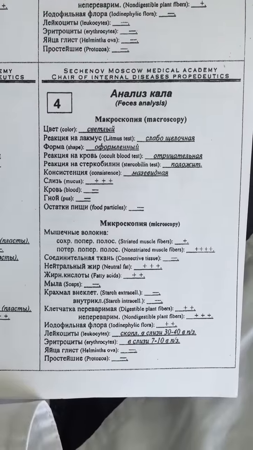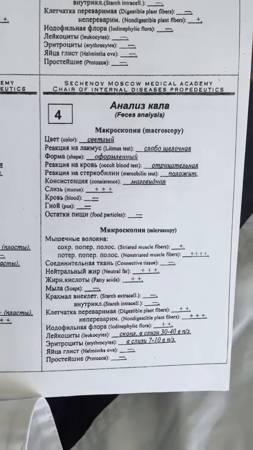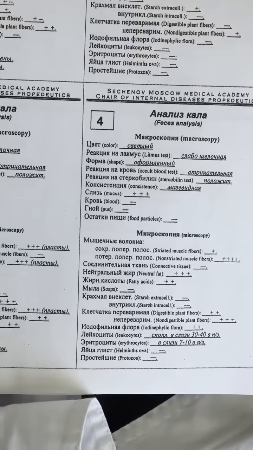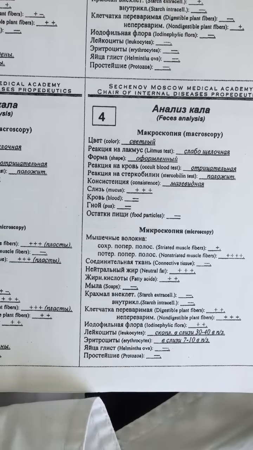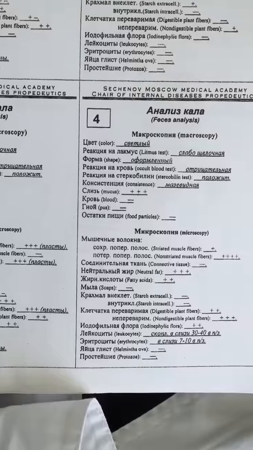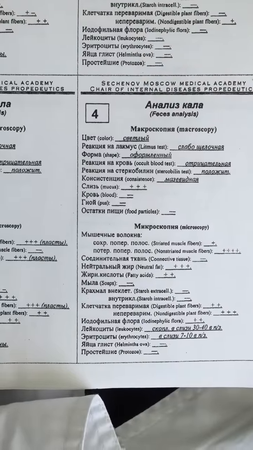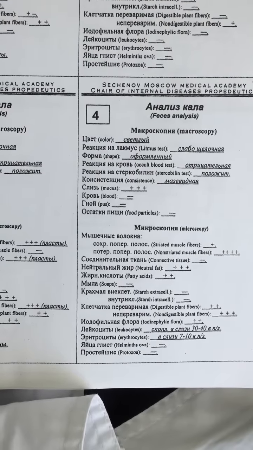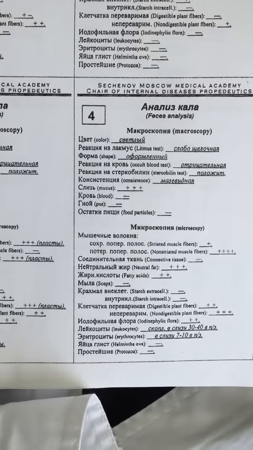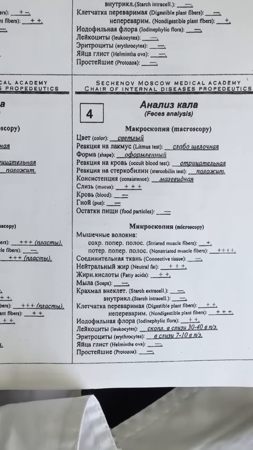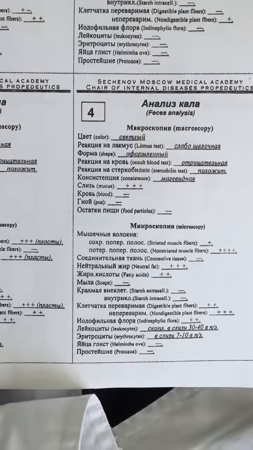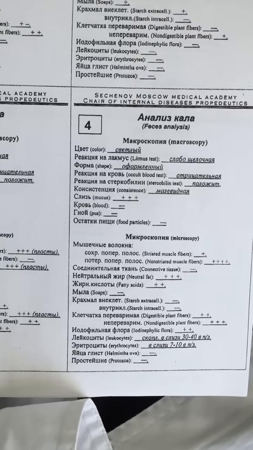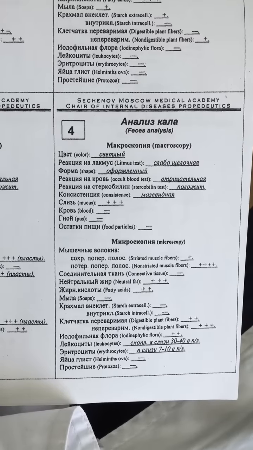What do we have here? A lot of non-striated muscle fibers. We have neutral fat. We have fatty acids. We have non-digestible plant fibers, but also leukocytes and also erythrocytes. Also, we have 2 syndromes, yes? First syndrome is pancreatic insufficiency, because we have a lot of neutral fat, but we have an inflammation in the bowel. Like maybe ulcerative colitis. Yes, maybe colitis. Okay.